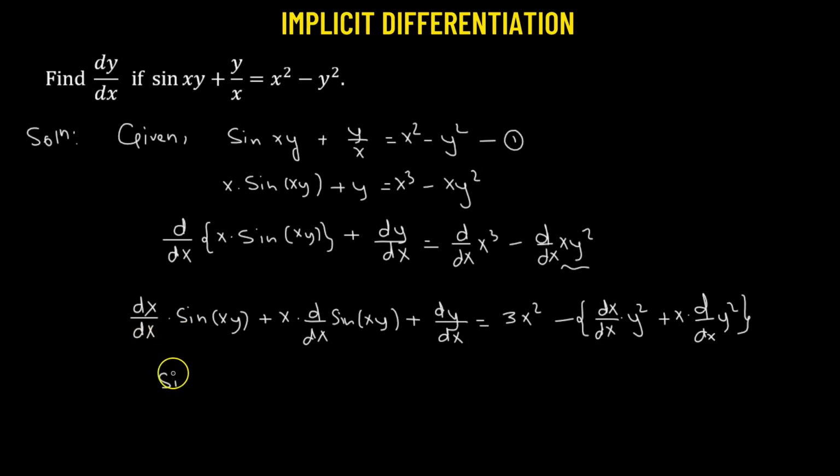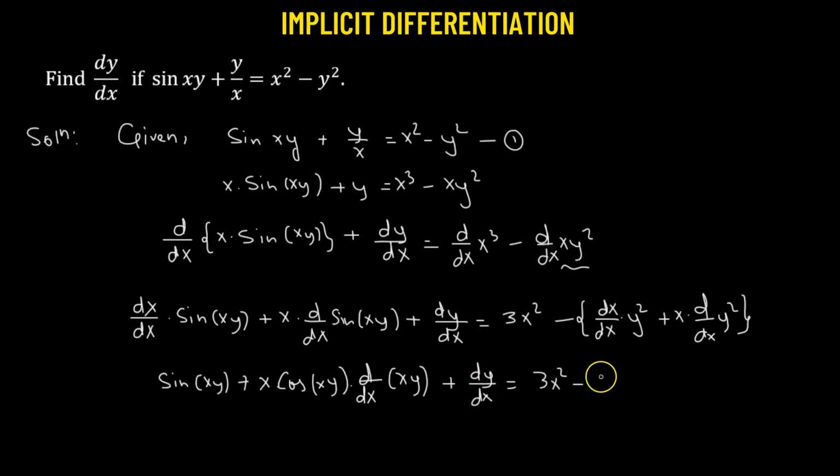We have sine xy in the first term. In the second term, we have x times derivative of the sine function. So here sine of xy will give us cosine of xy, but we'll also need to use the chain rule. We will multiply to it the derivative with respect to x of xy plus derivative of y with respect to x equals 3x squared minus, so we have derivative of x with respect to x, that's simply 1. So we have 1 times y squared plus x times derivative of y squared with respect to x will be 2y using the power rule, but we also have to use the chain rule and multiply to it derivative of y with respect to x.